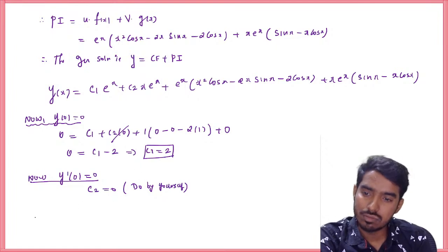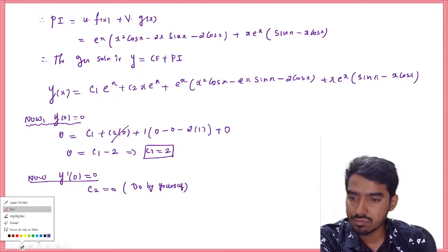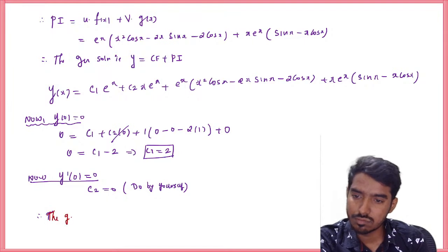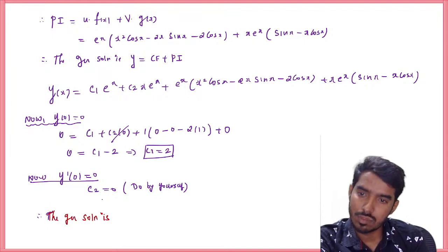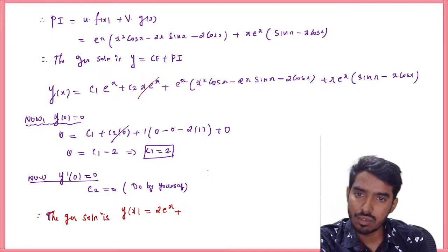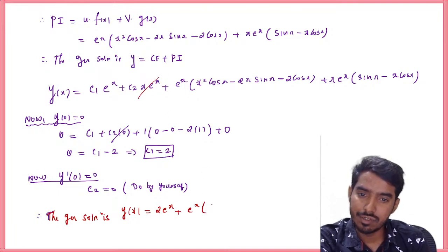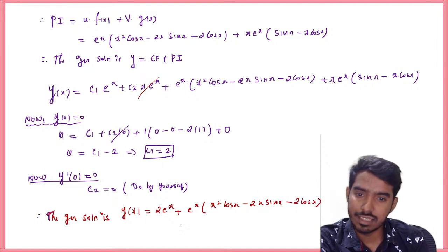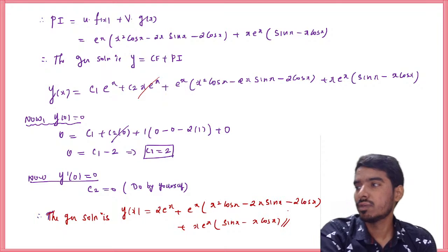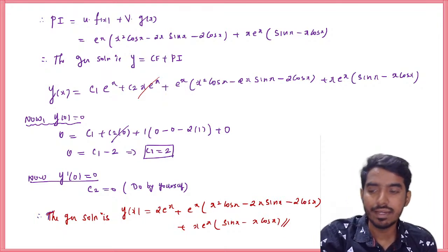Okay, so therefore, the general solution is: c1 is 2, therefore y of x is 2 e power x, c2 is 0, so I'm going to cancel this term. We will have this to be e power x into x square cos x minus 2x sin x minus 2 cos x plus x e power x sin x minus x cos x. That's it, right? This is the required solution.